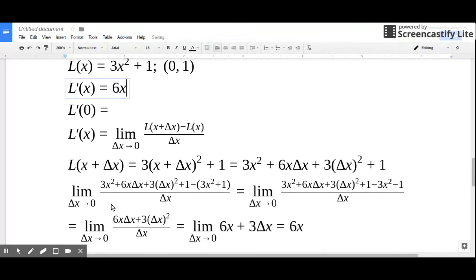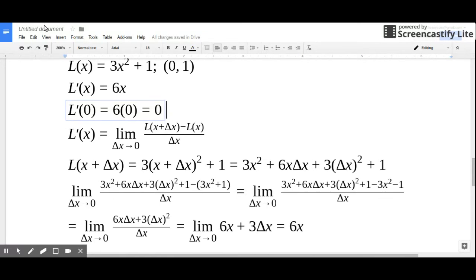So finally, we went up here, we found the derivative. The derivative is 6x. We can now come in here and say 6, plugging 0 in for x, and of course that gives us 0. And as you can see, the slope of the tangent line is going to be 0 at the point 0, 1.